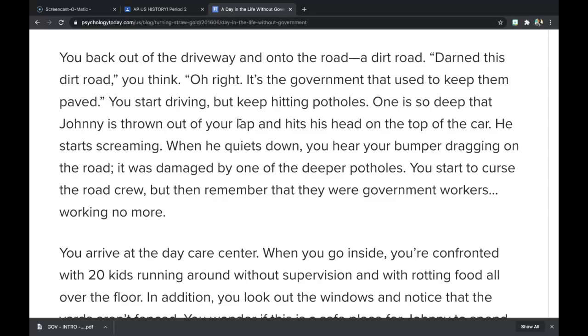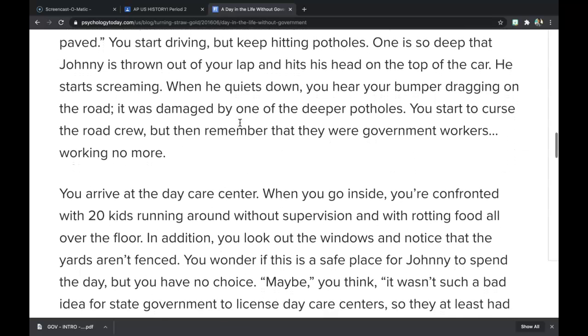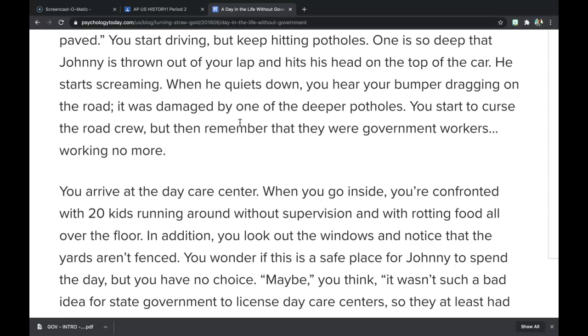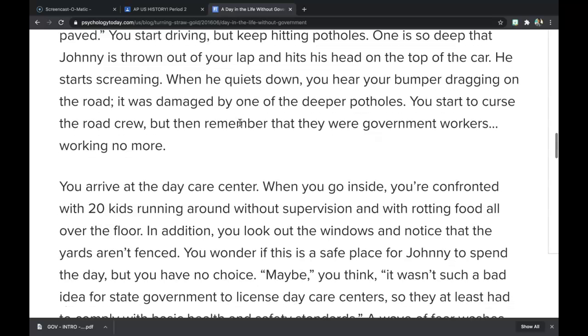One is so deep that Johnny is thrown out of your lap and hits his head on the top of the car. He starts screaming. When he quiets down, you hear your bumper dragging on the road. It was damaged by one of the deeper potholes. You start to curse the road crew, but then remember that they were government workers, working no more.